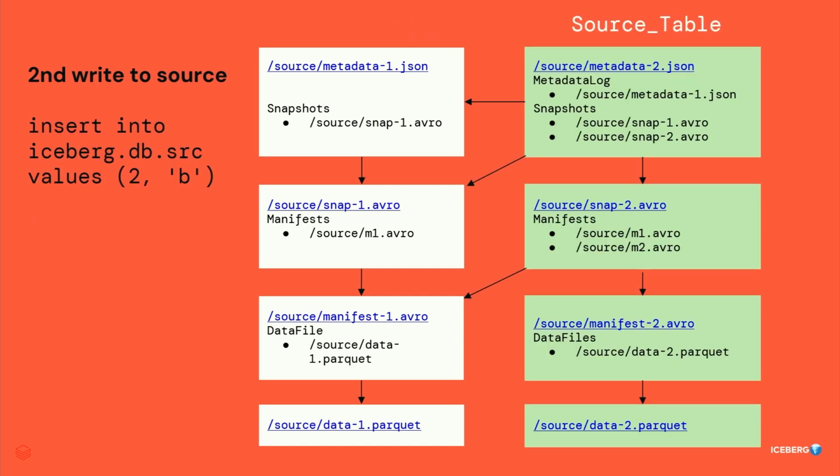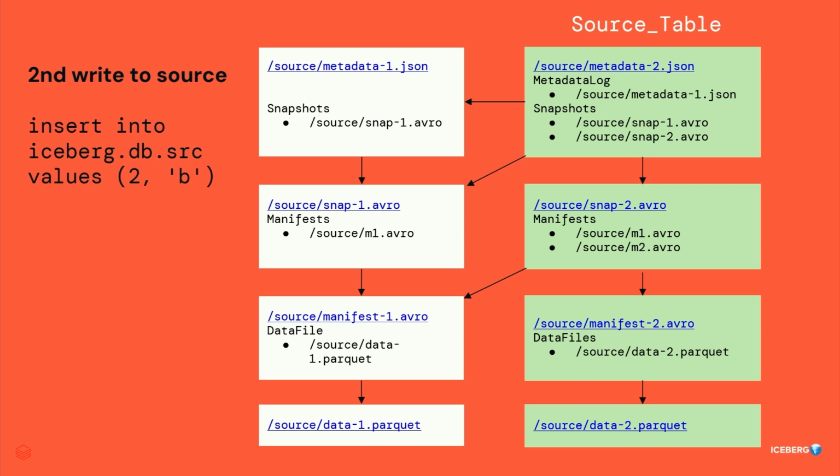How about I continue writing to my source tables? For the second write, I'm just trying to provide a very simple example. I'm also inserting, but this can be either updating or deleting. From the Iceberg perspective, it's the same. All the data changes will generate new snapshots. So on the right-hand side, we can see that the latest metadata is version 2. We have a new snapshot. Snapshot 1 corresponds to the first row we inserted. Snapshot 2 is the second row we inserted.